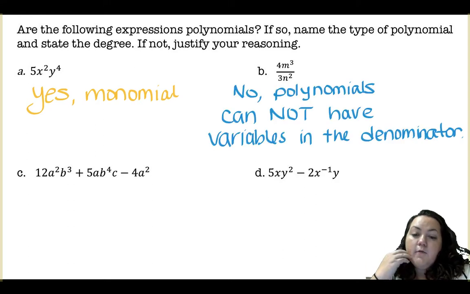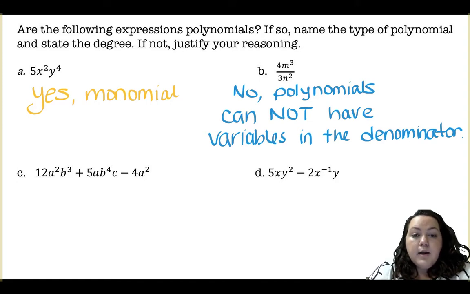Okay, and then 4m to the 3rd over 3n squared. So polynomials cannot have variables in the denominator. And the denominator is the bottom half of the fraction. The letter n is a variable, and it's in the denominator, so that would mean it is not a polynomial.